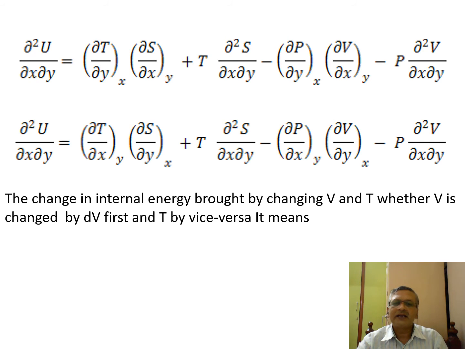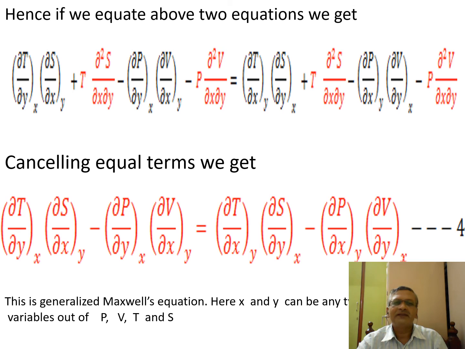The change in internal energy brought by changing volume and temperature, whether volume is changed by dV first and then T or vice versa, there is no difference. It means in second order partial differential equations, if we interchange the denominators ∂x ∂y, they are the same. It is given by ∂²u/∂x∂y = ∂²u/∂y∂x. Therefore, equating the above two equations with the RHS, we get a very big term.